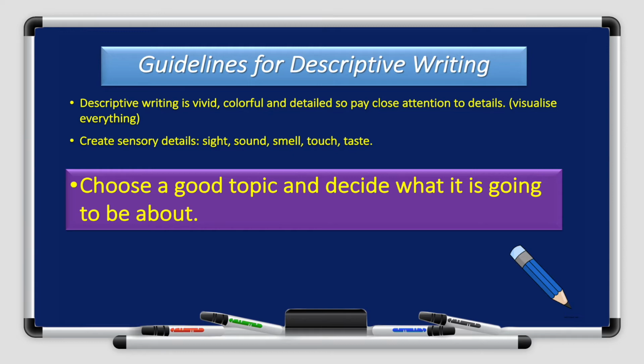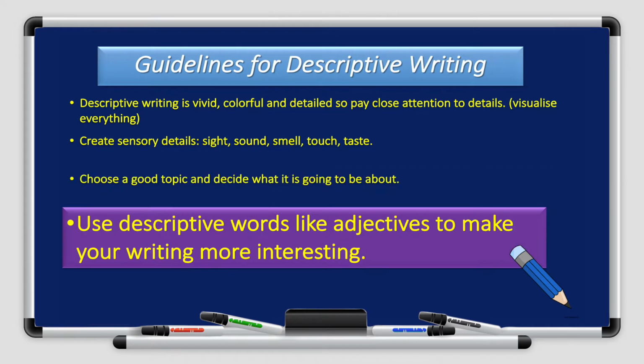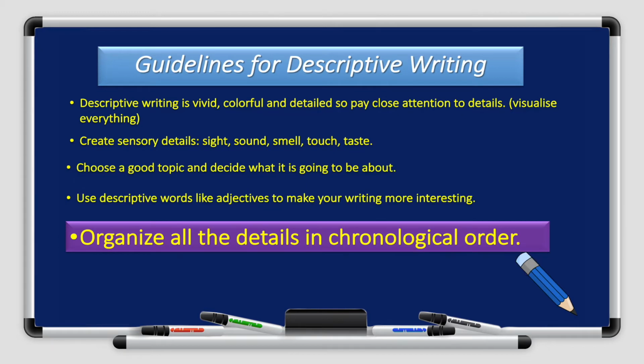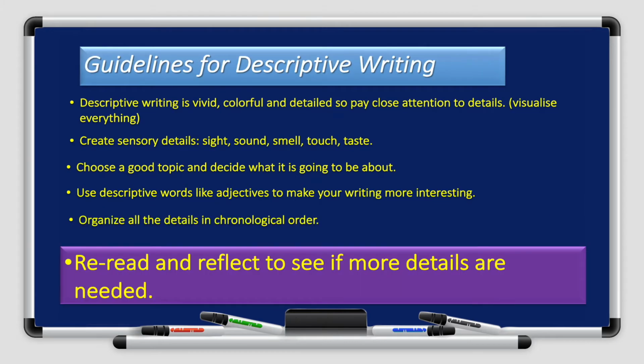Choose a good topic and decide what it's going to be about. So try to choose a topic that you can actually describe. Use descriptive words like adjectives to make your writing more interesting. Adjectives are extremely important with descriptive writing because they make your writing beautiful. So you're going to enhance your writing with adjectives. It is important to organize all the details in chronological order. And reread and reflect to see if more details are needed or if your writing has so many details that you need to remove some. So it's important to reread and reflect on your descriptive writing.